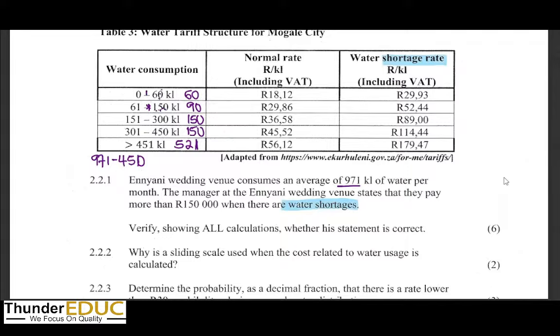If they use 60, how much do they pay? We take this 60 and multiply it with that rate, then 90 as well. Why are we multiplying? Because this is a rand per kiloliter. So here we get 150 times that, 150 times that. So what answer do we have? 60 times 29,93. In the first bracket, they have 1,795.80 cents.